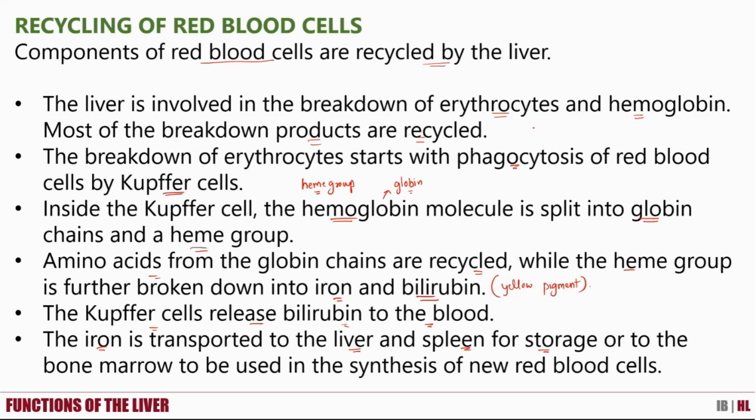And where does production of red blood cells take place? In the bone marrow, I think. In the bone marrow. Remember, all the blood cells, whether white blood cells, red blood cells, or platelets, are made in bone marrow. So this iron is transported to your liver or spleen for storage, or it can be sent directly to your bone marrow for the synthesis of new red blood cells. Clear?